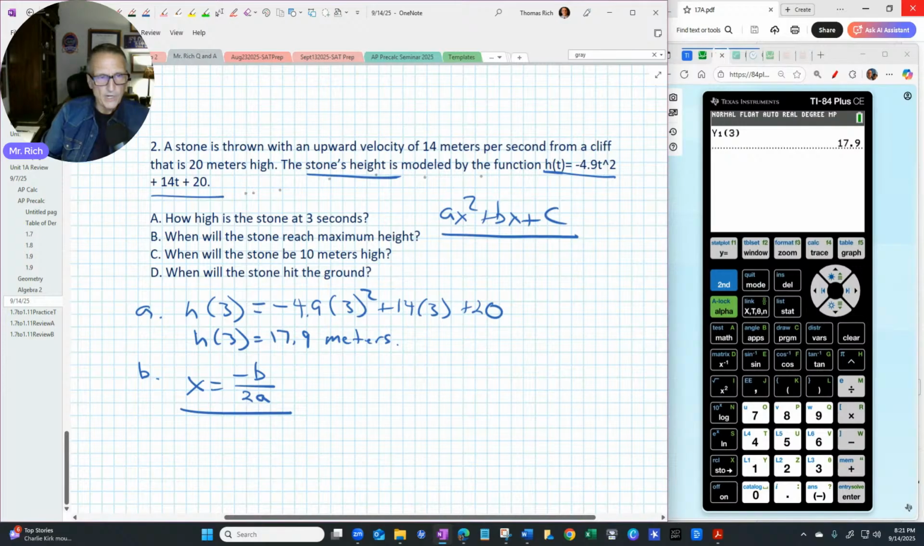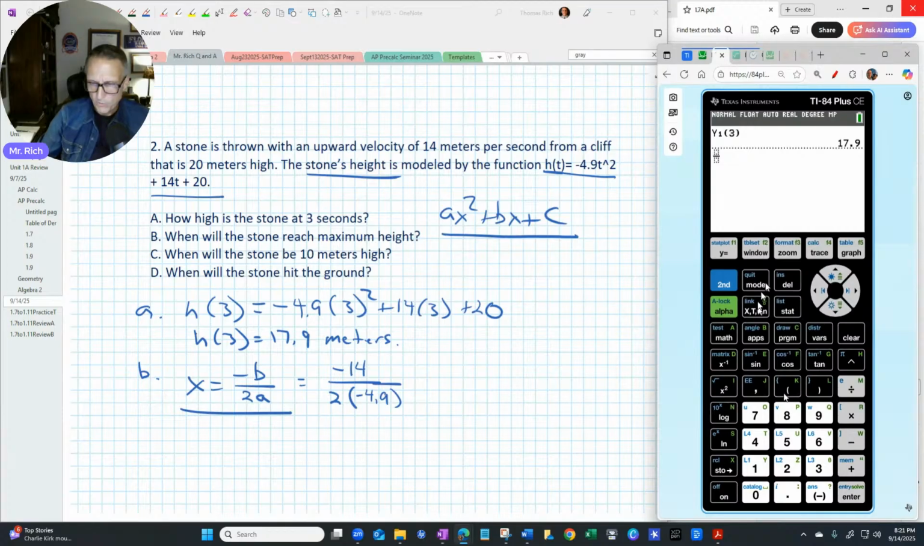So looking at this equation, we know that b is 14, so we'll make that a negative 14 over 2 times a, and a is negative 4.9, so we can put that in right there. And so what I'm going to do is that calculation. I'm going to make a fraction on my home screen, negative 14 over 2 times negative 4.9. So let's go ahead and put that in. I'll put a negative in there.